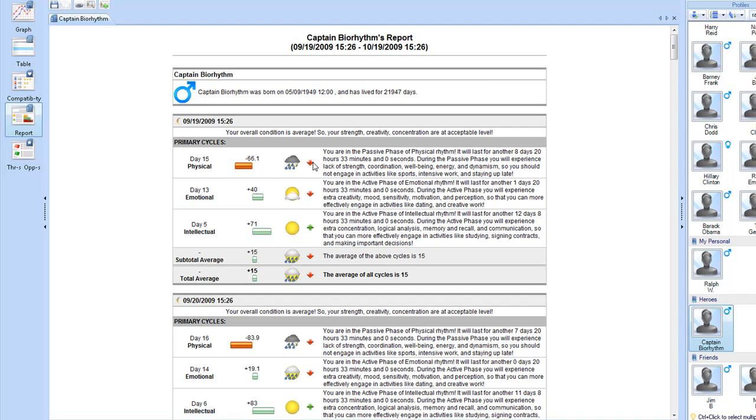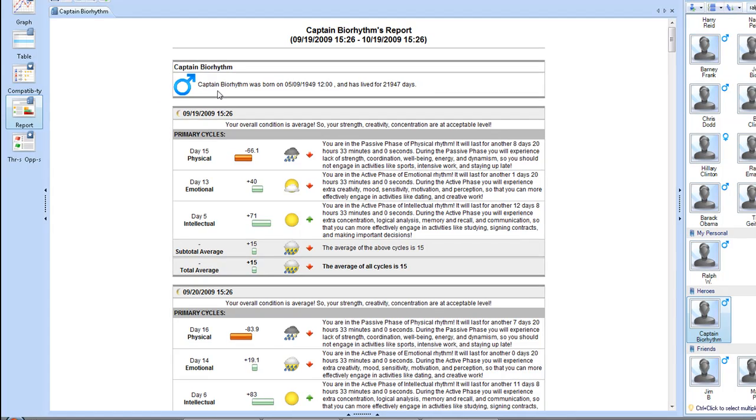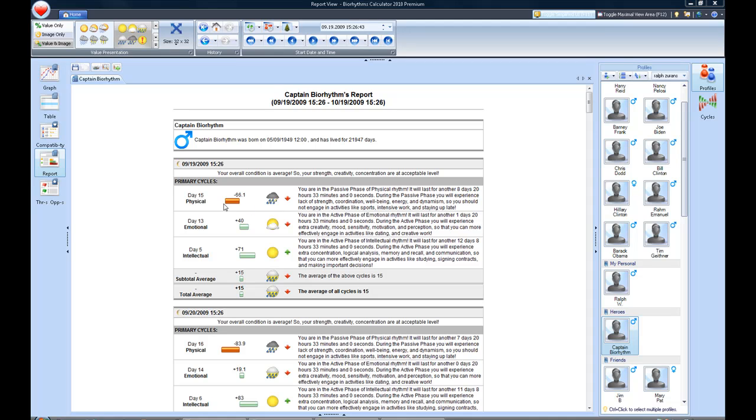In this situation, it shows that the cycle is going down, and this one's going down. This one, it shows that it's going up, and overall subtotal shows that it's going down and down. And so the average of all the cycles is 15. And this is good to be able to print this out and give it to somebody, because it has a lot of information, and it has written out what are the suggestions that would be good for a person to do on that particular day.